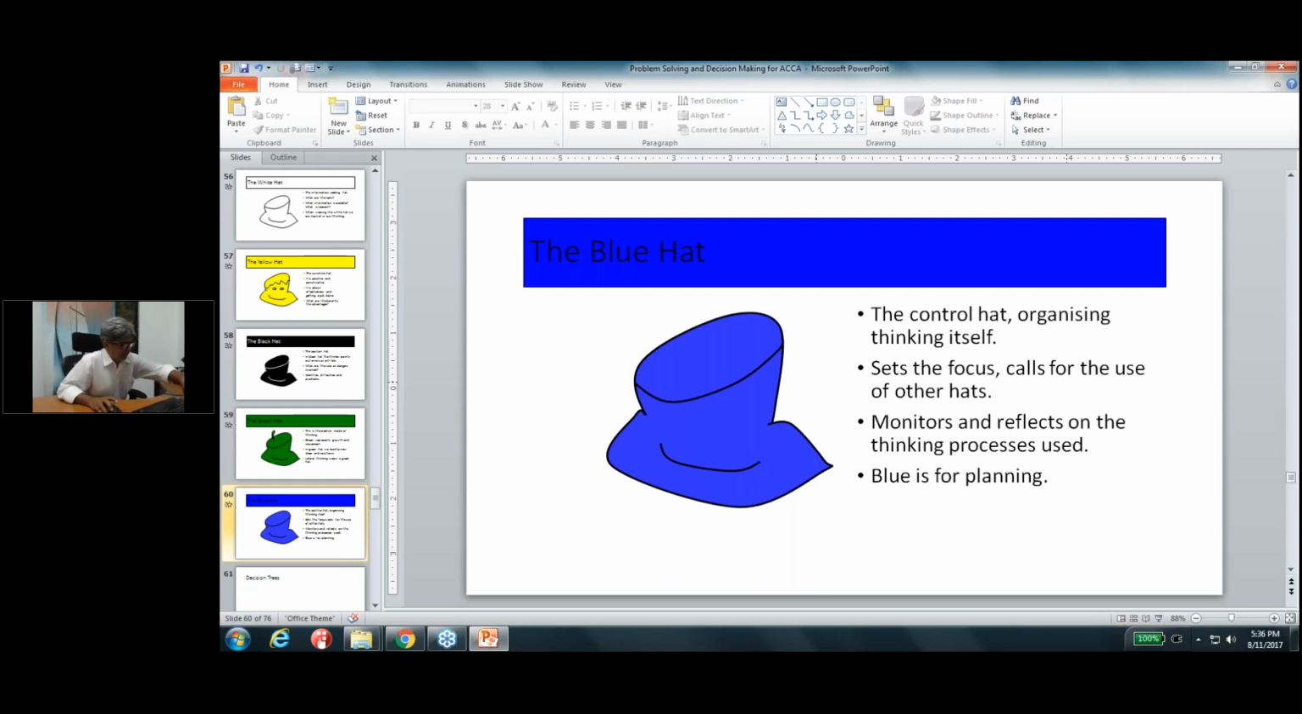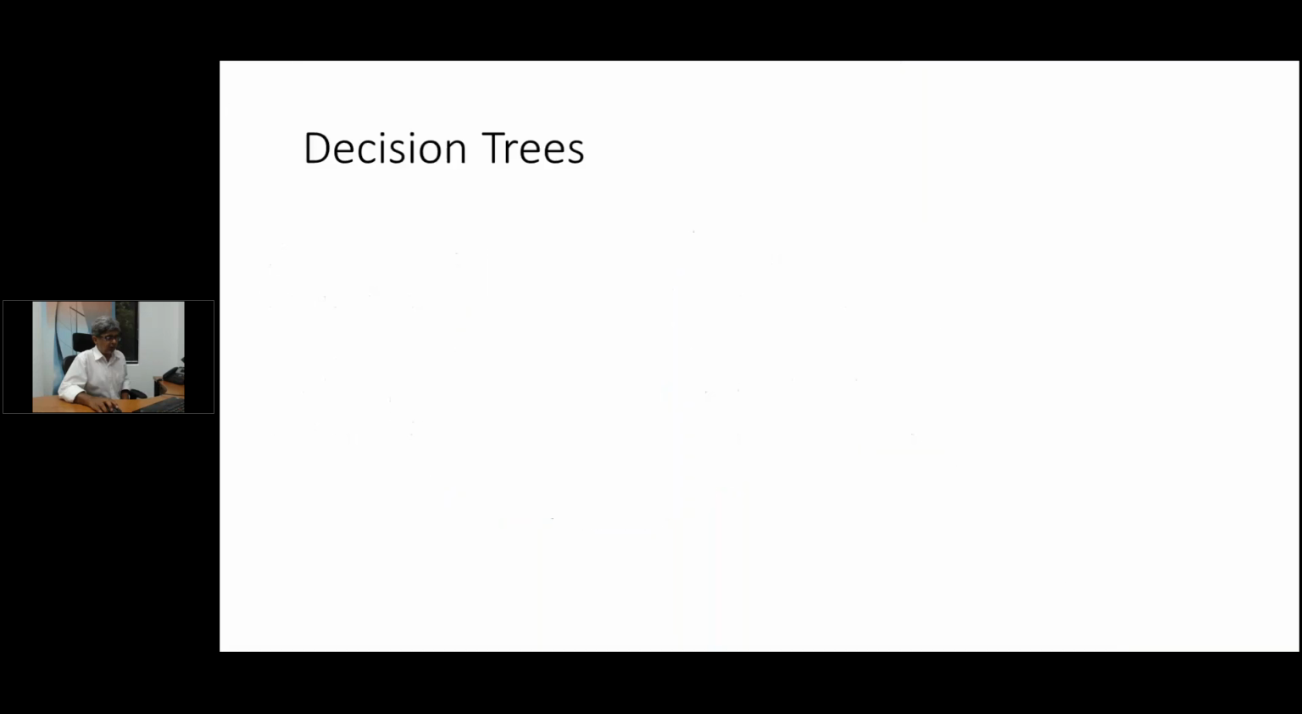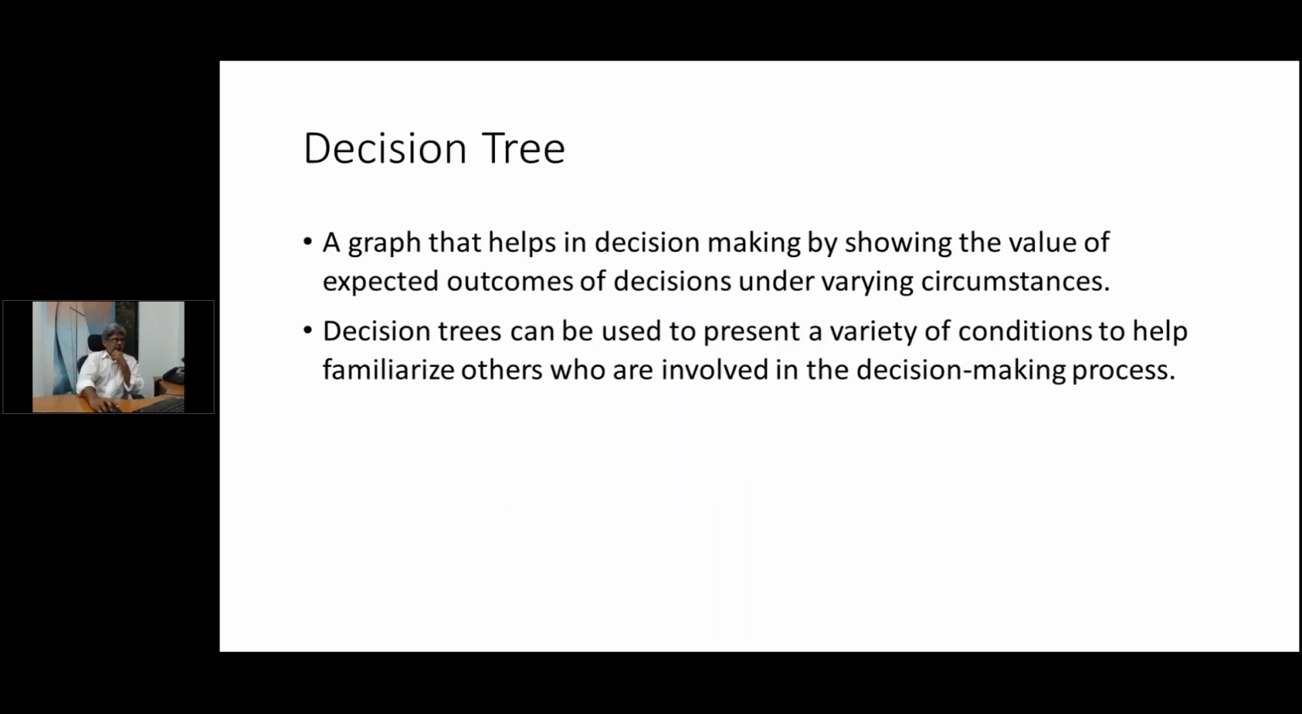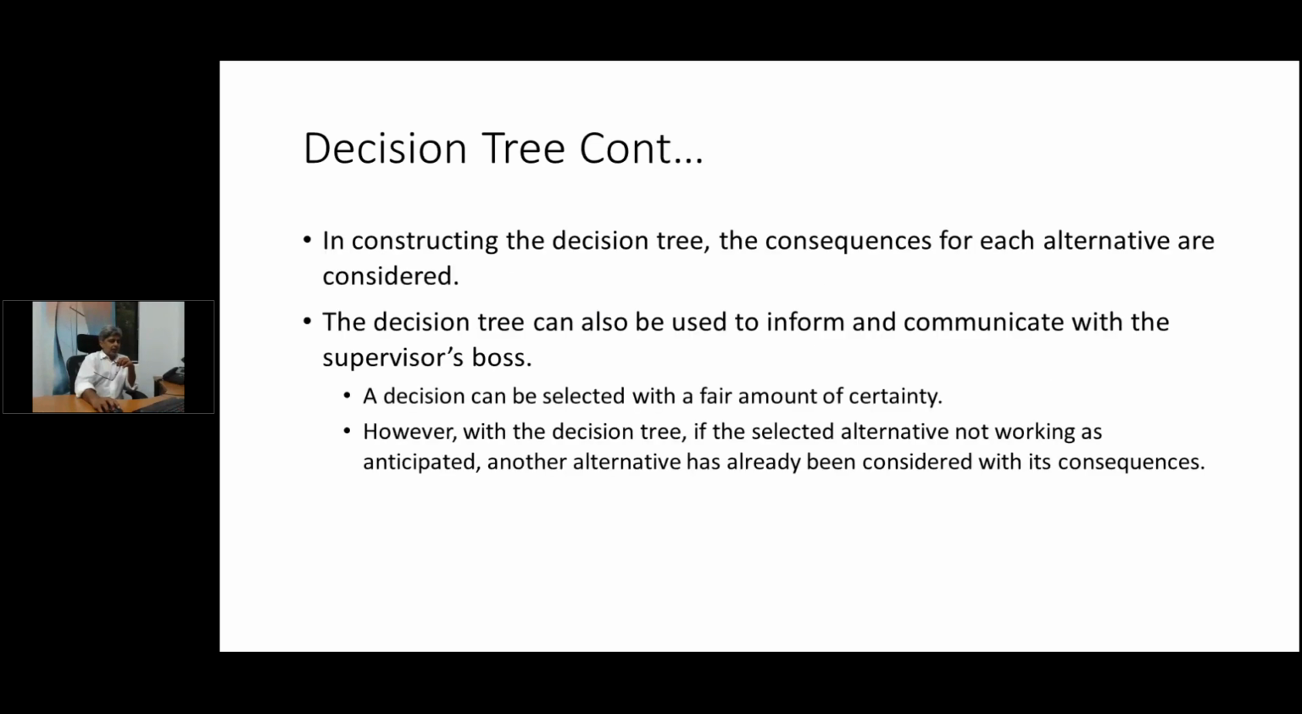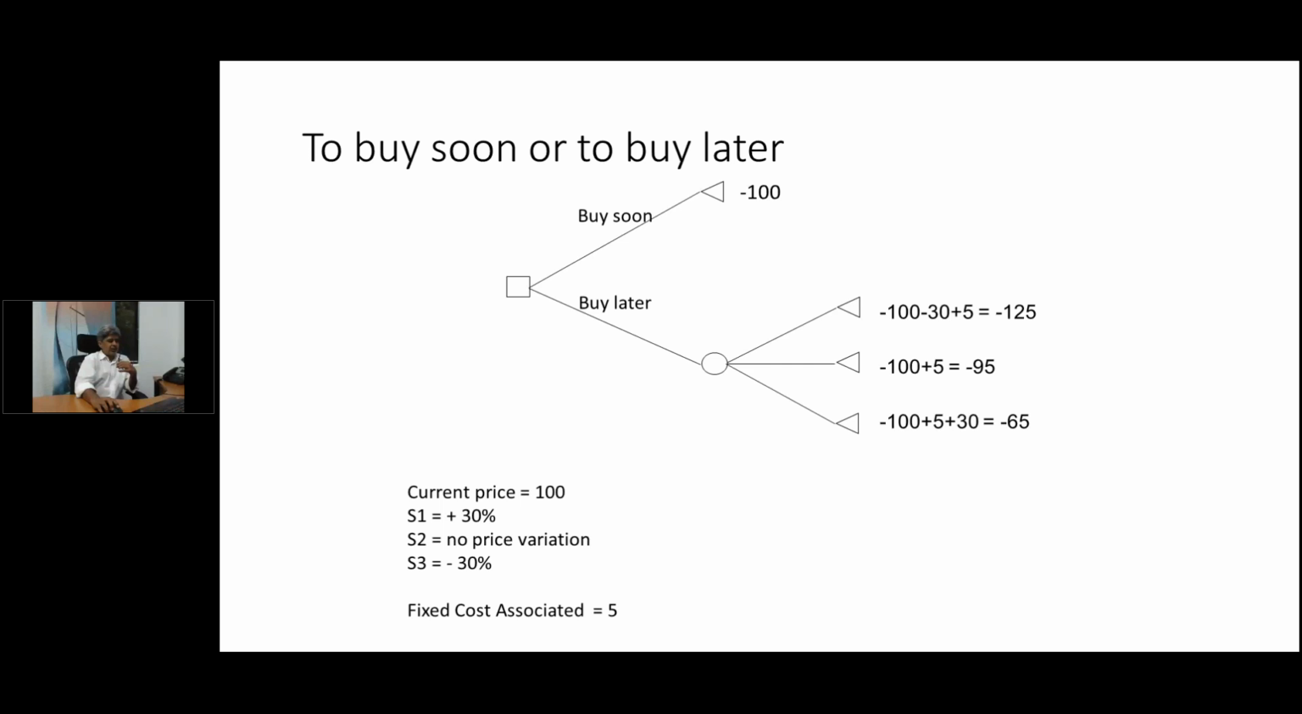Okay, let's resume the remaining part quickly, and then we'll move towards the question answer session. Okay, fine. Let me have a decision tree. A decision tree is the graphical representation that helps in decision making by showing the value of expected outcomes of decision under various circumstances. I'm just going towards a very simple example of a decision tree.